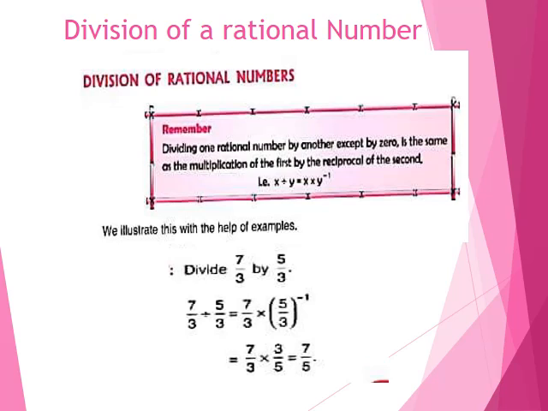So 7 by 3 multiplied by, see here, the division changes into multiplication while we are changing the number into the reciprocal. So in this way we have to multiply both the numbers after taking the reciprocal of the second one. Therefore 7 by 3 multiplied by 3 by 5 equals, 3 gets cancelled, so the answer is 7 by 5. It is very easy. It is the same as multiplication, but you have to remember that we have to take the reciprocal of the second number and change the division sign into multiplication.